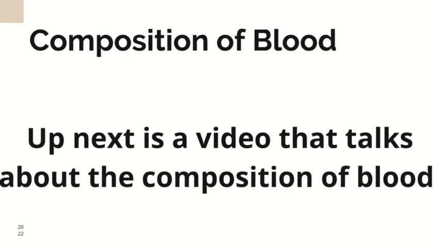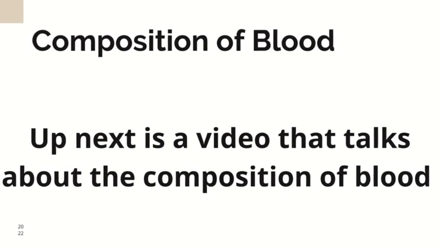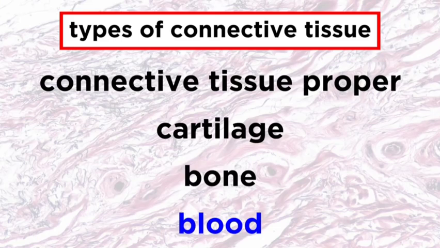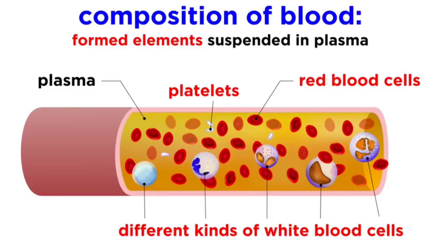Up next is the video that talks about the composition of blood. Blood is technically considered a connective tissue, and as such, it is the only fluid tissue in the body, full of fibrous proteins. It is comprised of formed elements, which are blood cells suspended in a fluid called plasma.